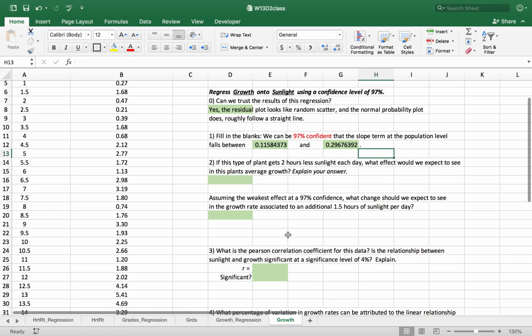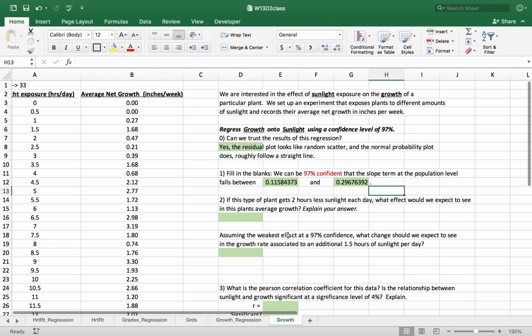Question number 2: if this type of plant gets 2 hours less sunlight each day, what effect would we expect to see in this plant's average growth? In other words, if we decrease the amount of sunlight exposure by 2 hours per day, what effect are we going to expect to see in this average growth?